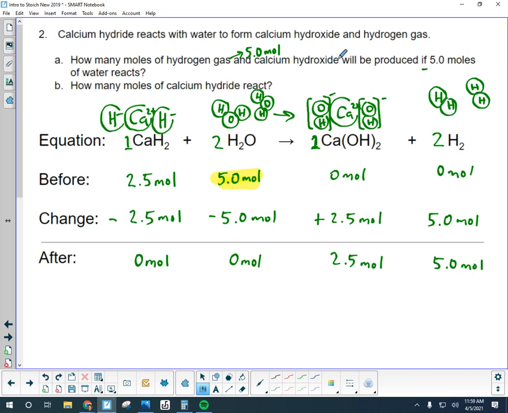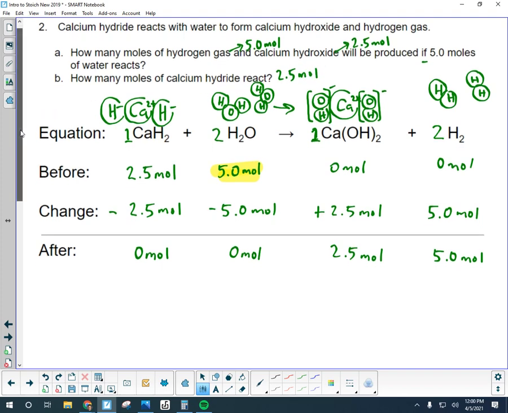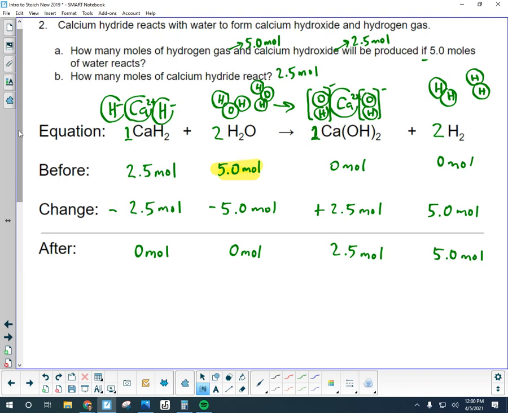And how much calcium hydroxide is produced? That's the CaOH2, 2.5 moles. And then how many moles of calcium hydride react? That is the half amount, right? 2.5 moles. So on the most basic level, we've answered the question. What are the quantities involved here, right?